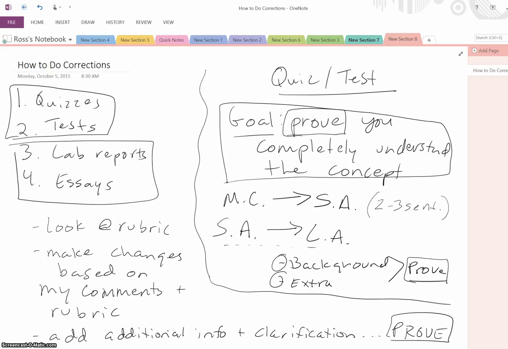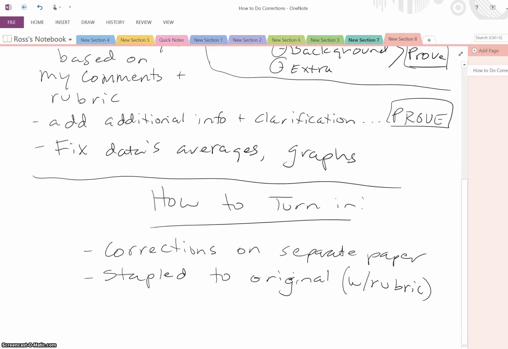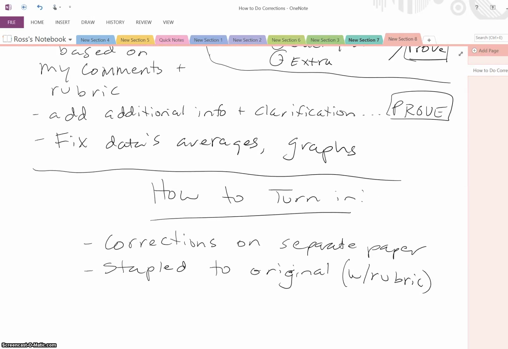But in order to earn those points back, you need to work hard and prove to me that you totally understand it now. So if it's a quiz or a test, a multiple choice question becomes a short answer. A short answer would become a longer answer, because remember, your goal is to prove it. Lab reports and essays, you're going to take a look at the rubric and my comments and then go back into the Word document and make edits based on that. Whether it's a quiz or a test or a lab report or an essay, you will then staple your corrections to the original and include the rubric if there was one, and then turn it all in together.